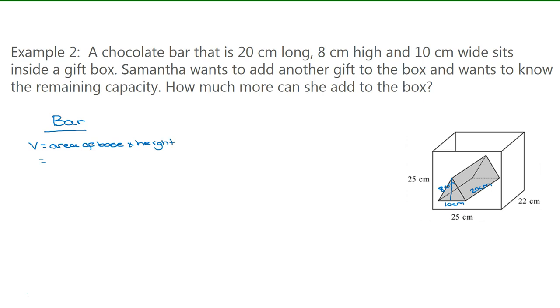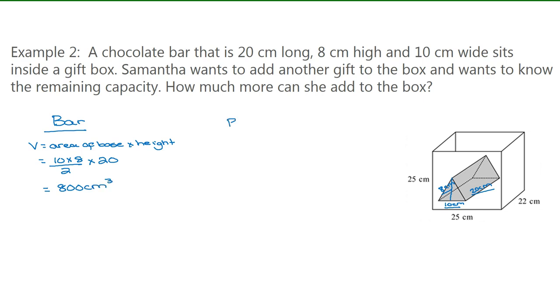Now the base is a triangle, which has a formula of base times height divided by 2. The base of the triangle is 10 and the height is 8. So we'll say 10 times 8, divide that by 2, and then we times that by the height of the prism, which is 20. So now working that out on the calculator, I get that the volume of the bar is 800 cubic centimeters.